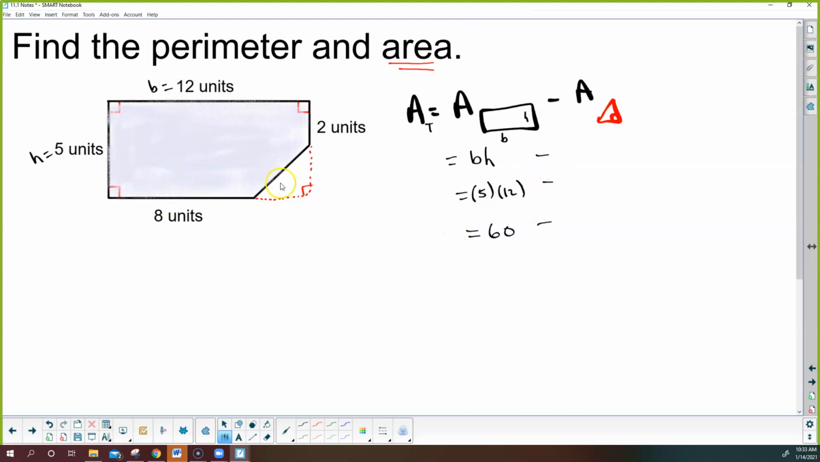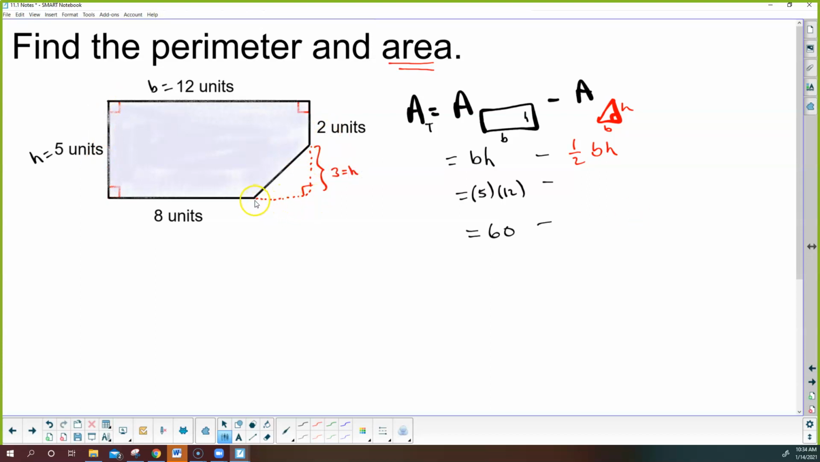So I found the area as if this was a big rectangle, and then I'm going to find the cutoff piece and subtract the area of that triangle. I know that the triangle is 1/2 base times height, so I need to figure out what its base and its height are. Well, this distance here plus 2 has to equal the same length here. So the only option for the height is 3.